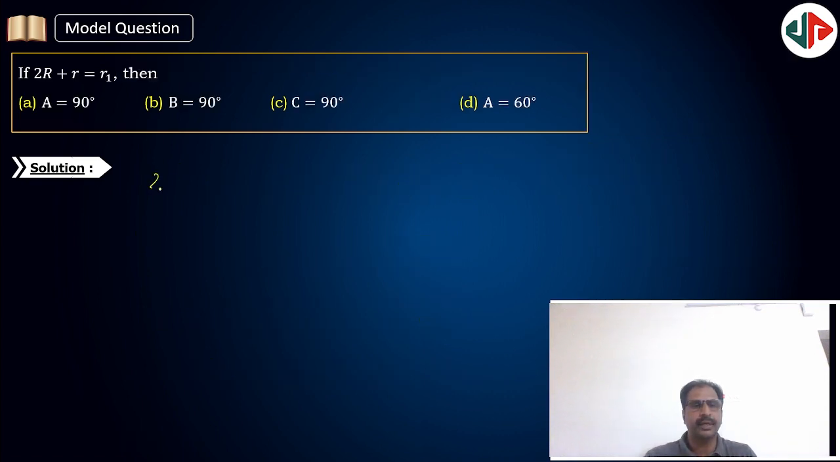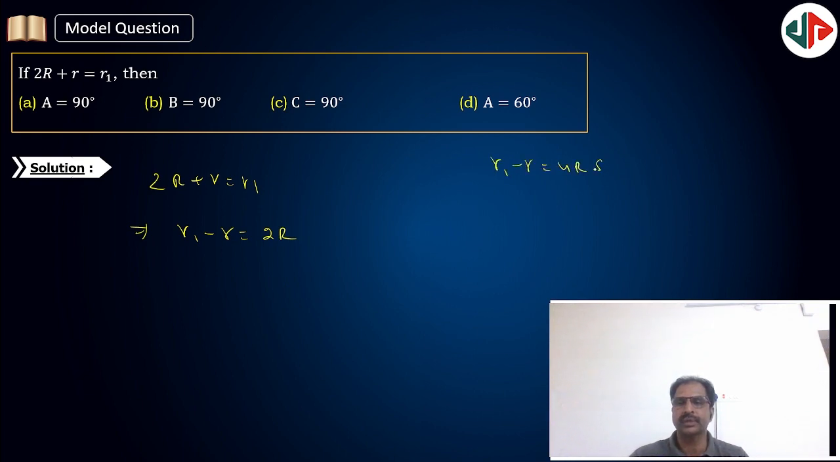Now, given 2R plus r is equal to r1, which angle is 90 degrees? There is a shortcut formula for this. What is r1 minus R from the given condition? Remember the shortcuts. r1 minus R is equal to 4R sin square A by 2. r2 minus R is 4R sin square B by 2. r3 minus R will be 4R sin square C by 2. These are the shortcut results.